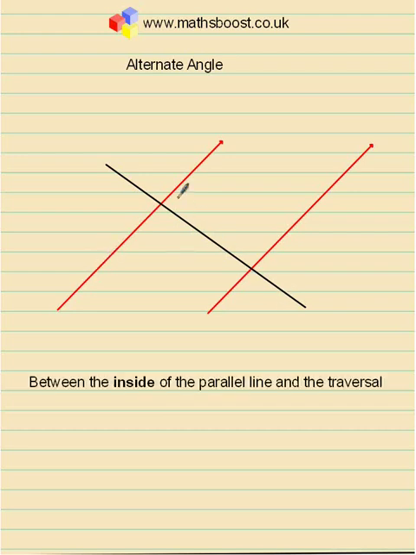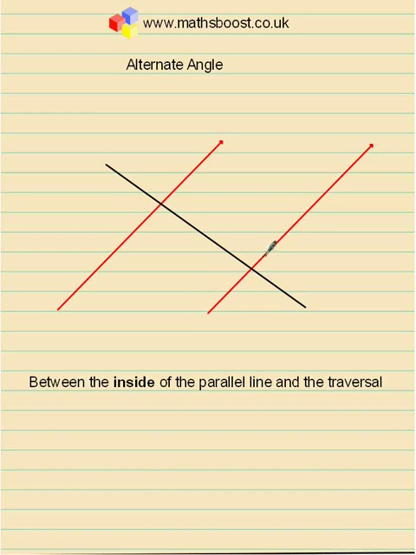Now if I draw an angle between the inside of the parallel line and the traversal, the alternate angle theorem says it will be the same angle between the inside of the other parallel line and the traversal, but on the alternate side. So since this is above the traversal, the angle will be below the traversal, and they will be the same.